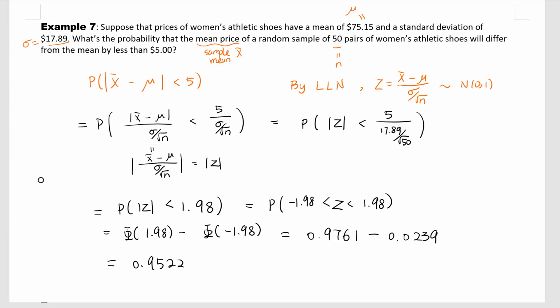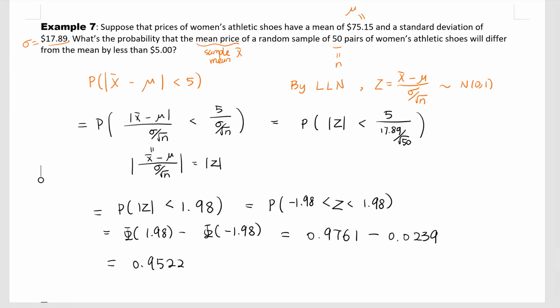So you can see in this process, we didn't use the mean, right? Because we're looking for the difference between the sample mean and the population mean. So we didn't need to use the value of the mean. Okay, so that's example 7.